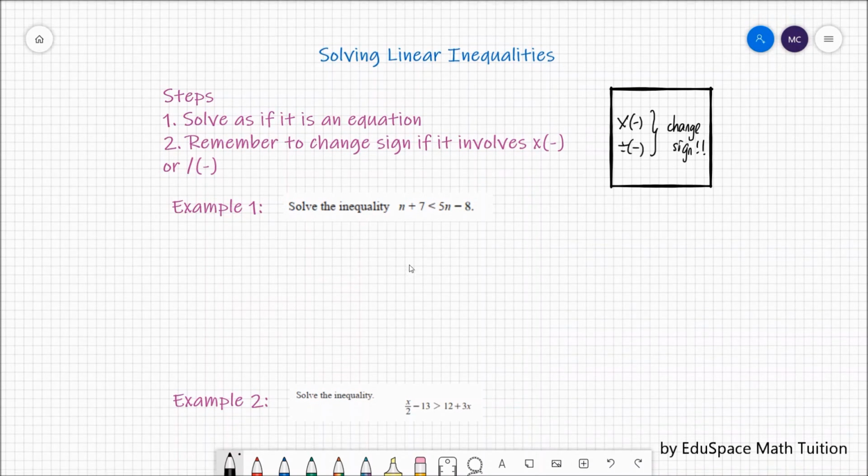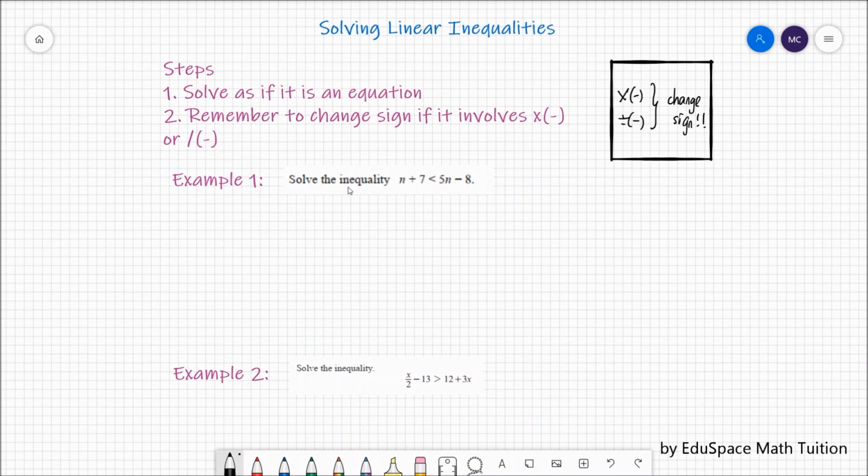Let's look at example 1 here, where you need to solve the inequality n plus 7 less than 5n minus 8. Just treat it exactly the same as what you did for the equation. We want to solve for n, so we will always group all the like terms together. So this 5n, I can move it to the left, so it will become n minus 5n. This plus 7, I will move it to the right, so it will become negative 8 minus 7.